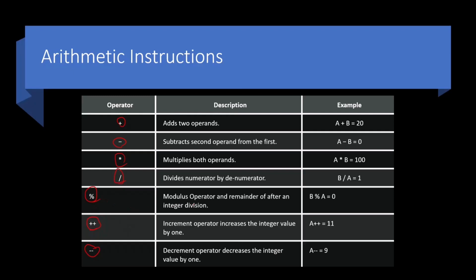Modulus is used when we want the remainder between two numbers, for example 20 or 30. If we want the remainder of 20 divided by 30, then we use the modulus operator. Now let's talk about this in detail.